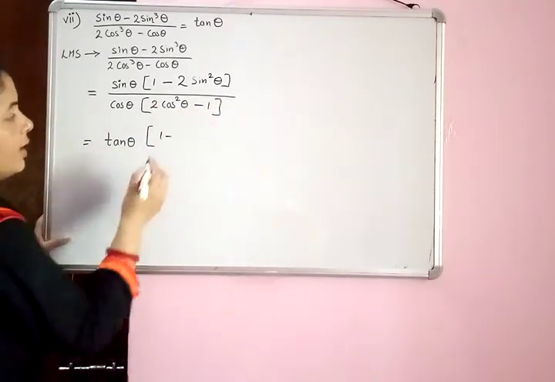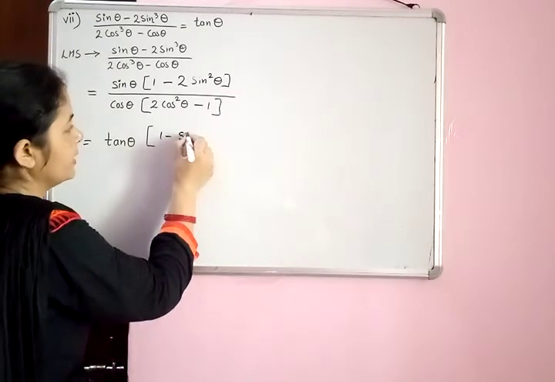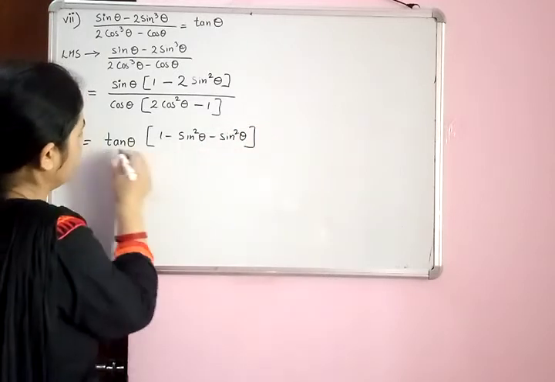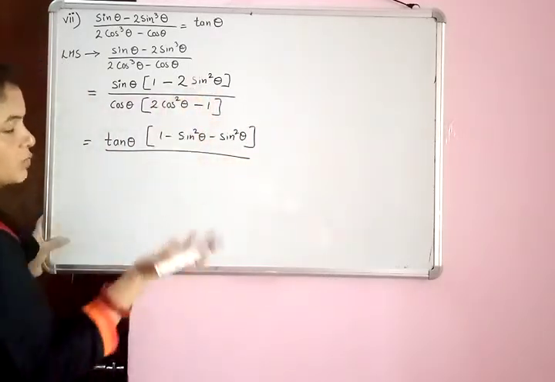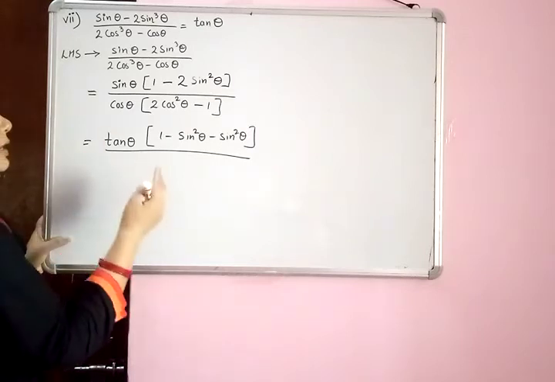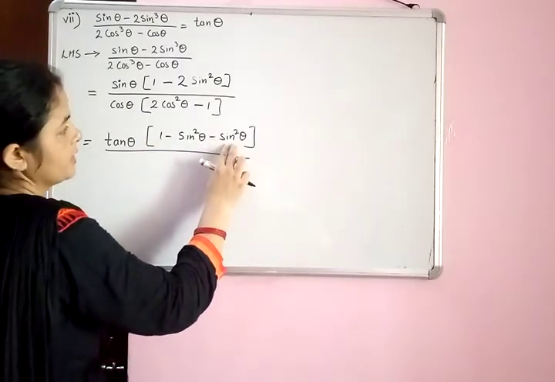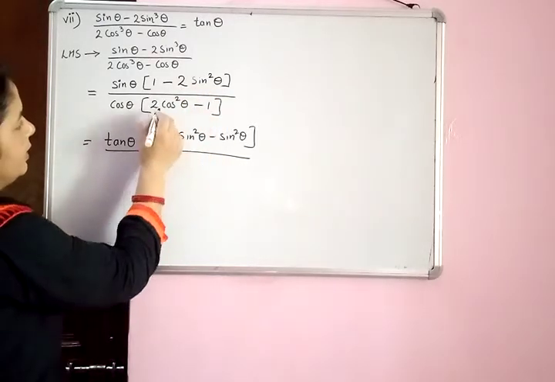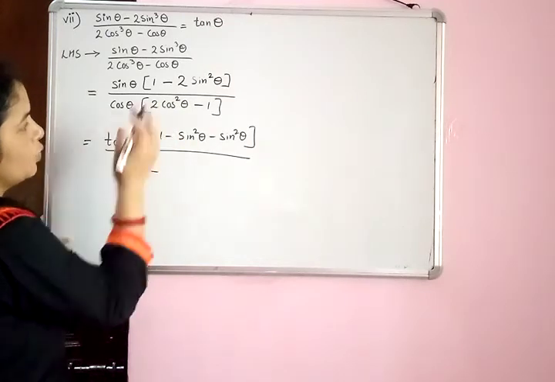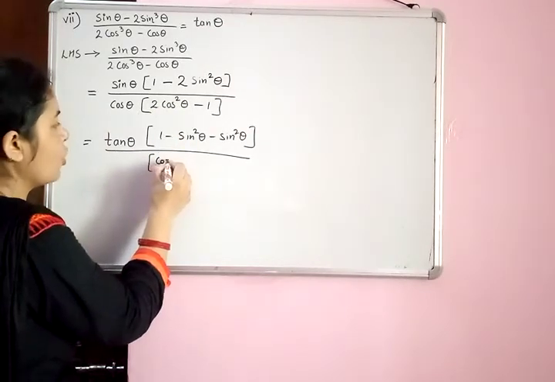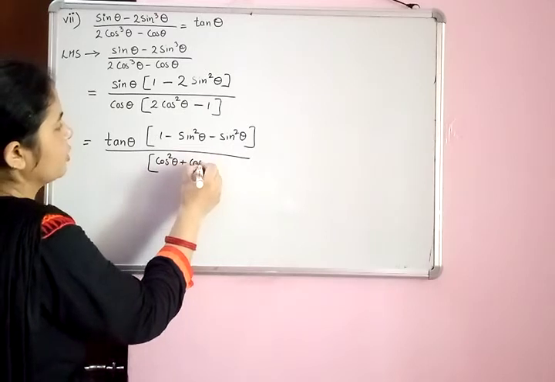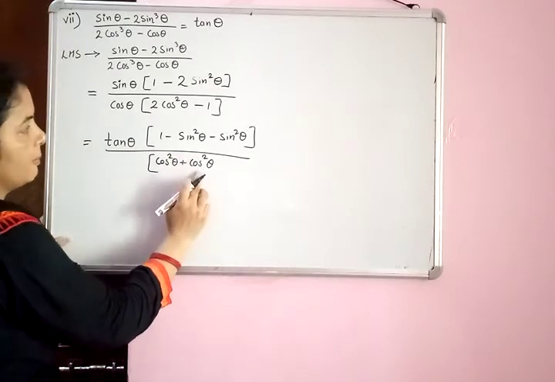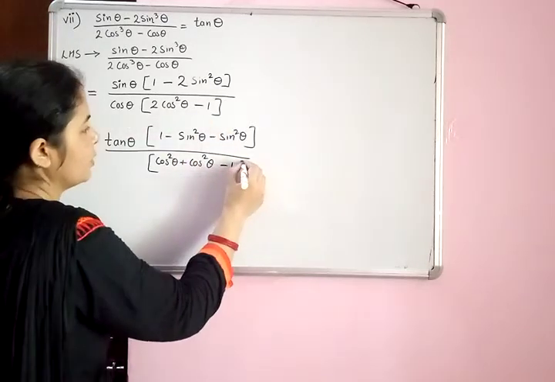and we have 1 minus 2 sin square theta, and we can write it as 1 minus sin square theta minus sin square theta. We can break this. Look here, 1 minus 2 sin square theta: since it is 2 sin square theta, we will break it and write 1 minus sin square theta and minus sin square theta, because if you add both you will get minus 2 sin square theta. And in the denominator we have 2 cos square theta, so I can write it as cos square theta plus cos square theta, then minus 1.